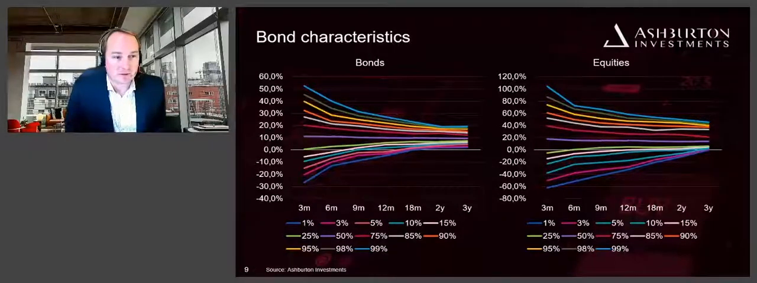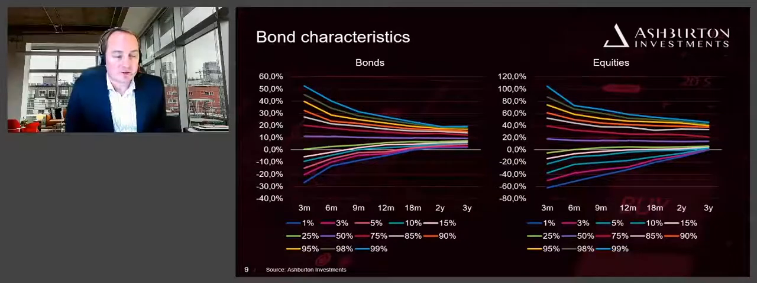So if you invest in bonds for 3 months, your potential range of outputs from the first percentile to the 99th percentile is between about negative 28 to about positive 52% annualized. For equities, that's about negative 62% to positive 105, 106% annualized, right? So there you can see the difference between the greater volatility that you get in equities versus bonds.